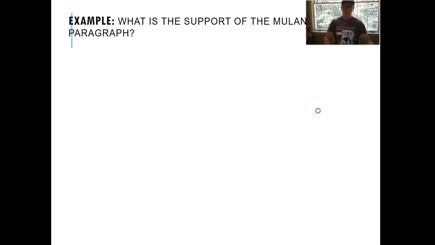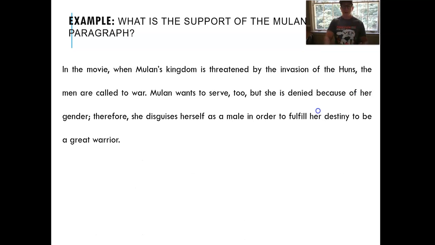What is the support of the Mulan paragraph? All right, so we had claim, now support. The support is anything that comes directly from the film. Anything that is not interpreted, it's not analyzed, there's no way of denying the fact that this came from the film. Okay, it's concrete. So like this part of the paragraph. In the movie, when Mulan's kingdom is threatened by the invasion of the Huns, the men are called to war. That actually happens in the film. Mulan wants to serve too, but she's denied because of her gender. That is in the film.